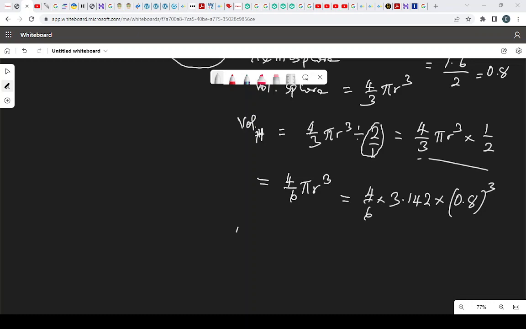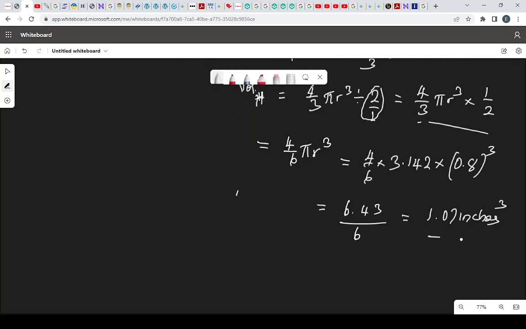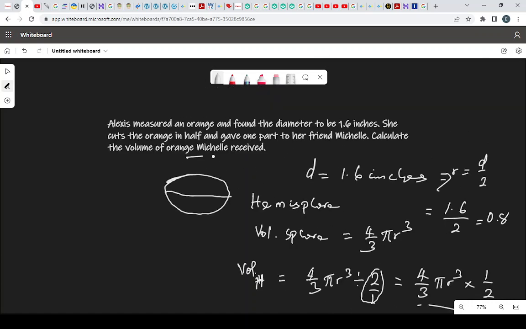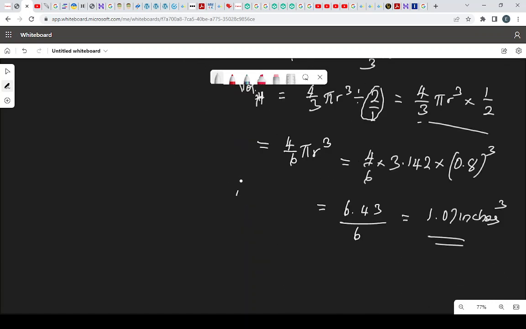6.43 approximately, divided by 6 will give me 1.07 inches cubed. That is the volume of orange received by Michelle. And that brings us to the end of this question.